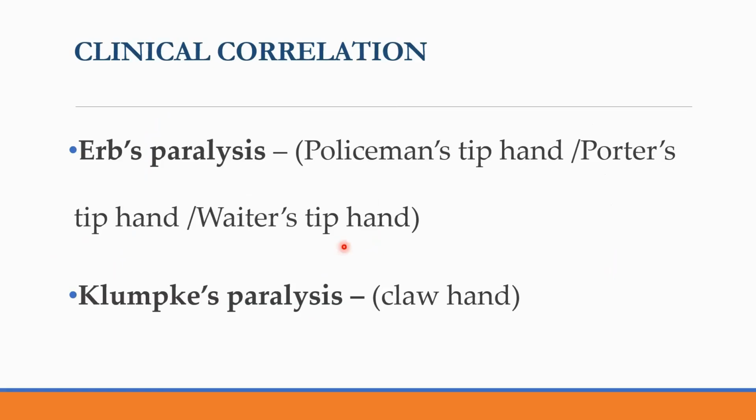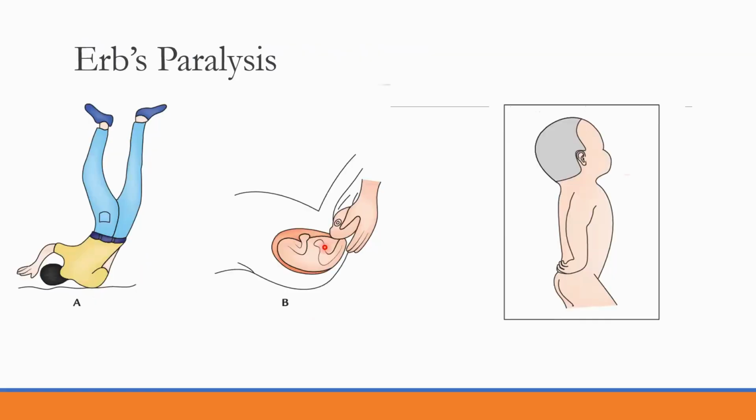In this, the deformity is called policeman's tip hand or porter's tip hand and waiter's tip hand. So during the receiving of the tip, usually the hand will be in this position, so it is named like that. You can see the arm hangs on the side of the trunk and it is medially rotated in pronation and also adduction of the arm.